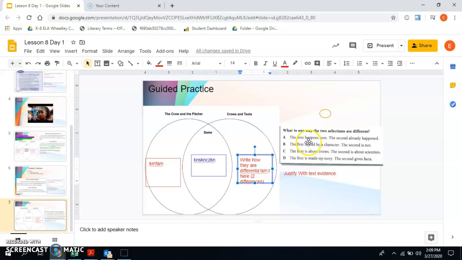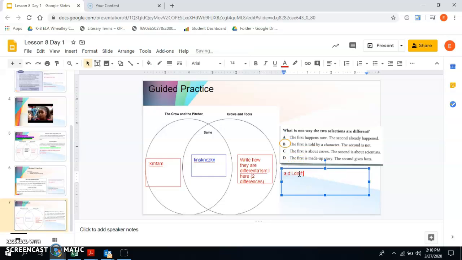Then you're going to read the question, and you're going to move your circle wherever you think the best answer is. And then you're going to justify your answer here with text evidence.